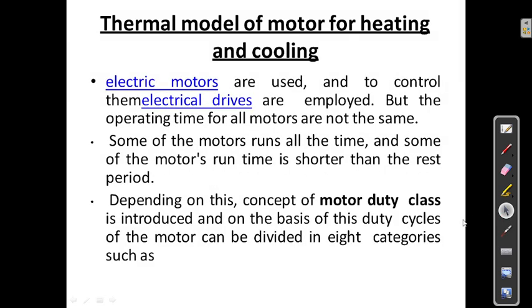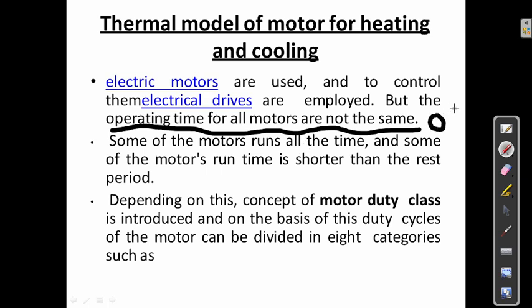Electrical motors are used, and to control them electric drives are employed, but the operating time for all motors is not the same. This is the main thing. Some motors have more operating time, some have less. Depending upon the application of the motor, it will have different operation timings.